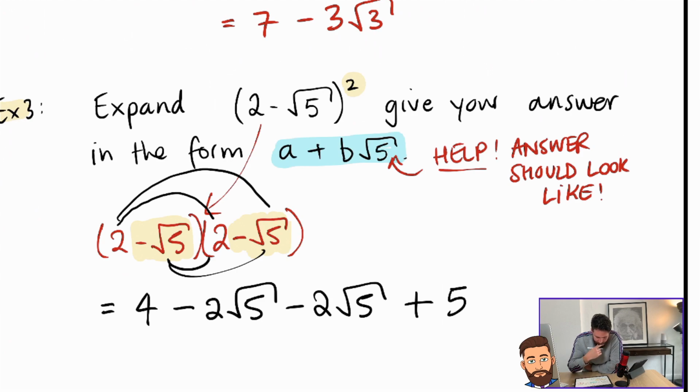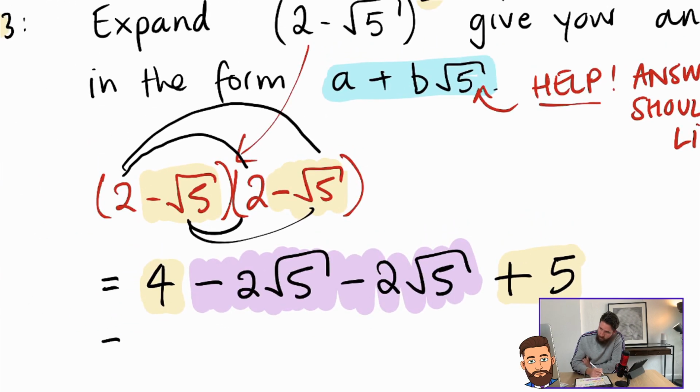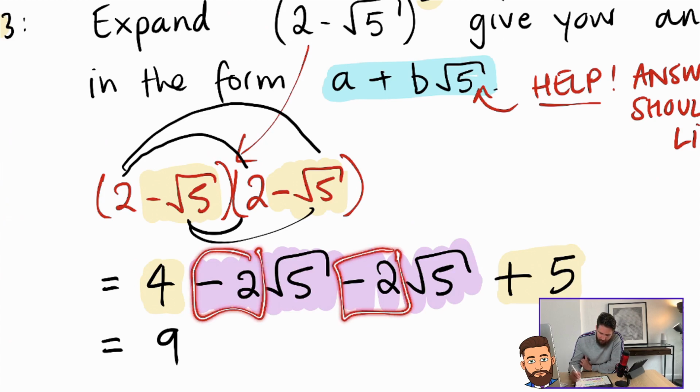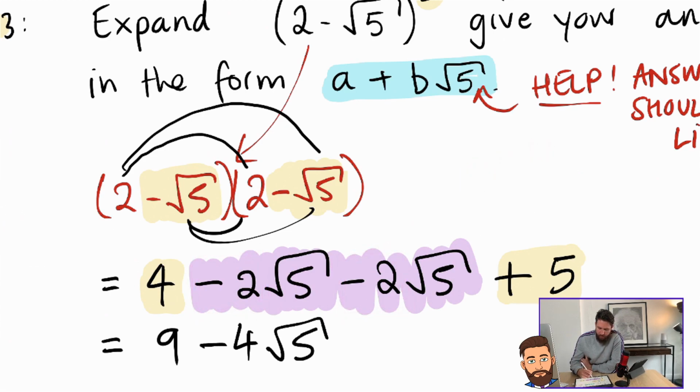However, we can tidy this up using simple like term simplifying. That's going to be the 4 and the plus 5, and then the minus 2 root 5 and the minus 2 root 5. 4 and 5 is 9. And then minus 2 root 5, take away 2 root 5. And this is, again, where people get lost and confused. If I'm at minus 2 and I take away another 2, it's taking me down to minus 4. So that is going to be minus 4 root 5.